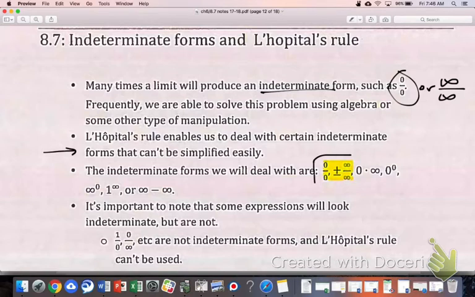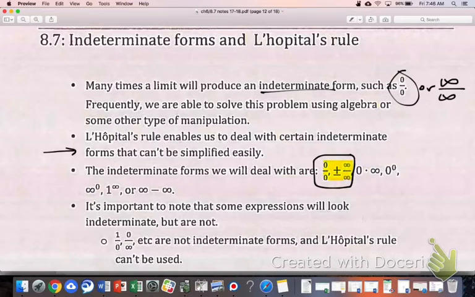The two that we are going to focus on are right here. The basic idea is, if we try to apply a limit to an expression and we get infinity over infinity as a result, or we get 0 over 0 as a result, then those are the conditions that need to be met for us to use L'Hopital's rule.